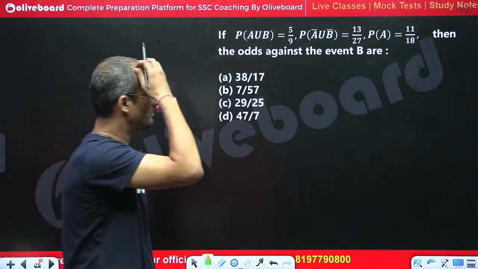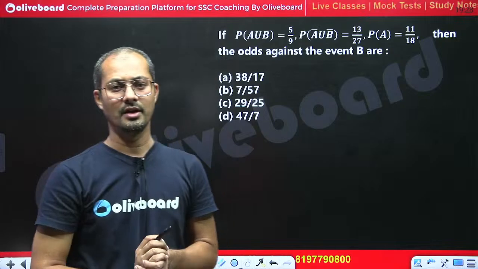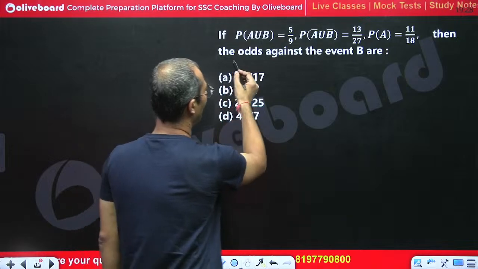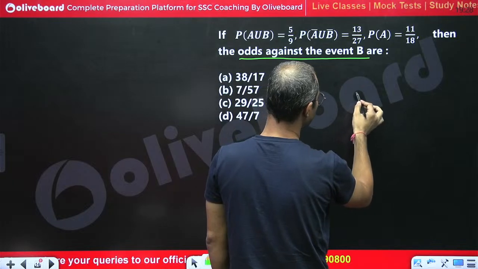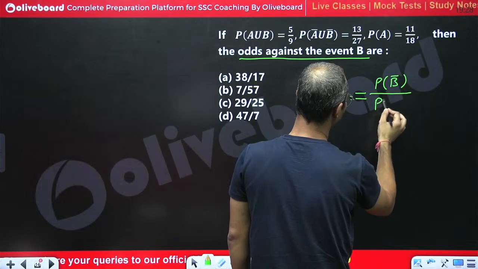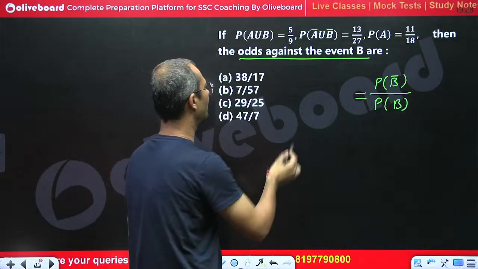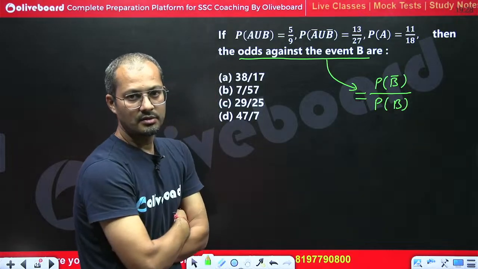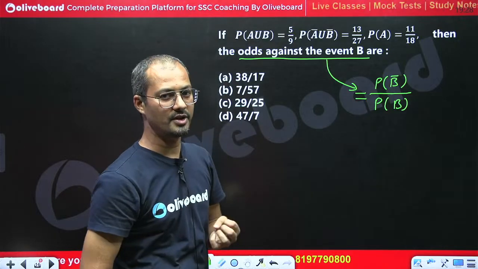Now tell me what is the answer of this question. This question belongs to probability, and it is a very good question. Here we can directly use the formula. The question is asking the odds against the event. This is given by probability of the failure of B divided by probability of success of B. The formula is probability B bar divided by probability B, which means probability of failure divided by probability of success.